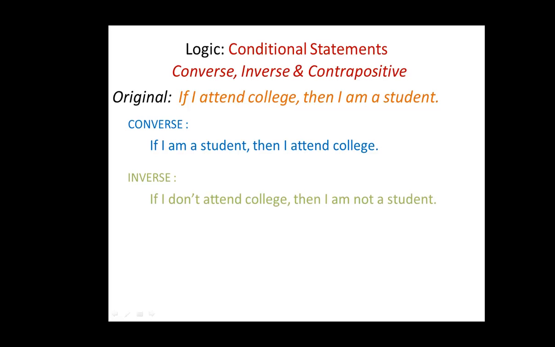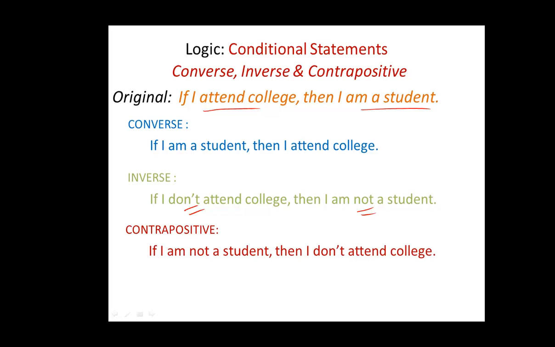The inverse is, if I do not attend college, then I am not a student. Notice we keep the same order, but we negate each one. For the contrapositive, we have to negate each one and switch the order. Think about what that comes out to be. If I'm not a student, then I don't attend college.